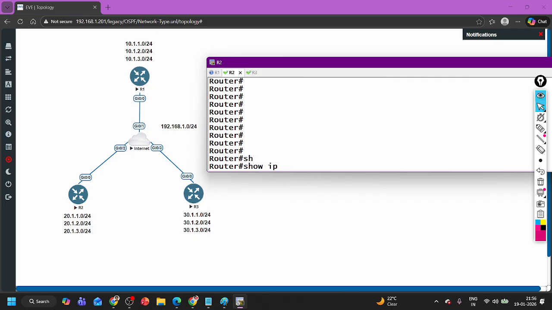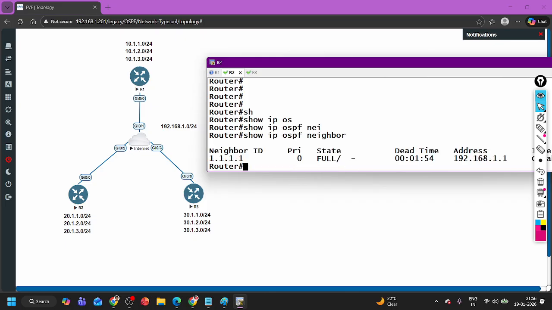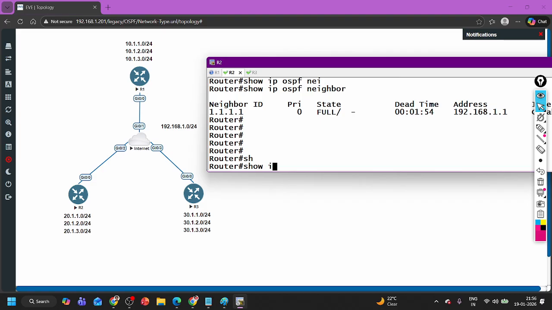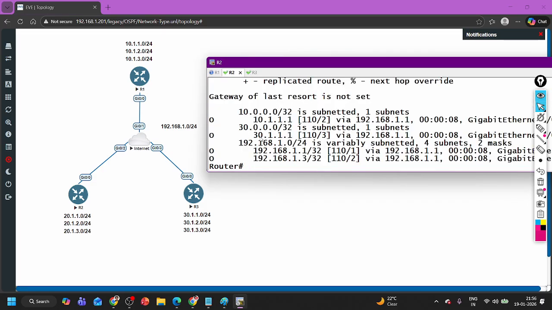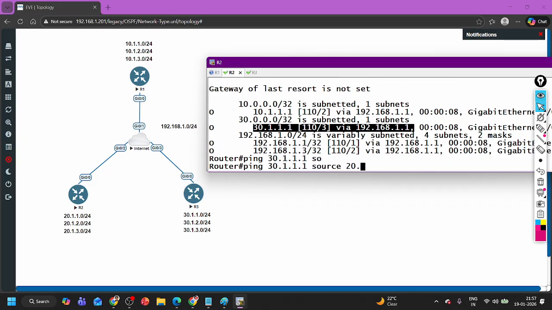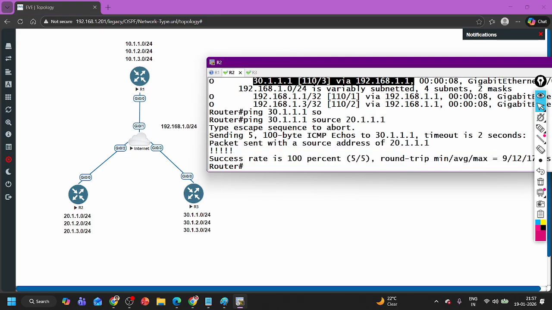So, show ip ospf neighbor, done. Now show ip route ospf. Now you can see the 30 subnet is coming with what next hop? R1 is the next hop. Can I ping now? Ping 30.1.1.1 with source 20.1.1.1. Yes, you can see spoke to spoke communication is happening through the DC, through the hub router.